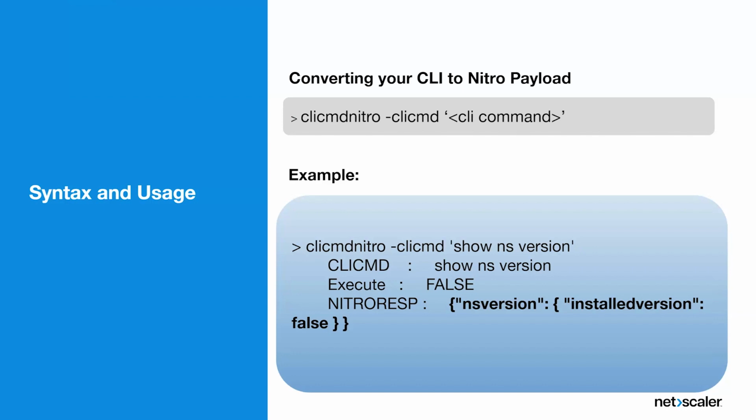Down below, the example gives you how the Nitro API JSON request looks like. In the example I have shown you, show NS version is a simple command on the NetScaler CLI to pull the firmware related information details from the NetScaler. If you're constructing the Nitro call with a payload body, you can use the below Nitro response string. It applies to any working CLI command on the NetScaler.